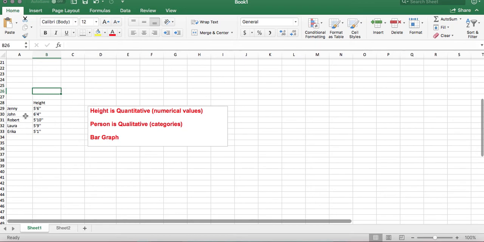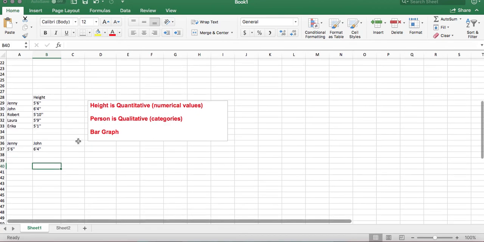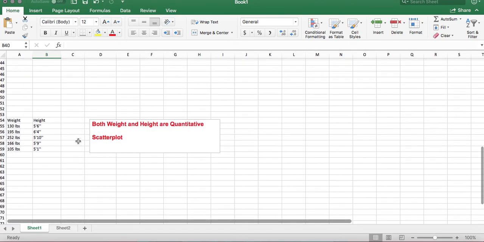But this is how you would set up if you wanted to make a bar graph for, let's say, different people and their height. You could also set it up to where the people are the columns and then their height was underneath. Either way is fine because there's ways in Excel to change them. I just wanted to give you an example of what you might use for a bar graph.